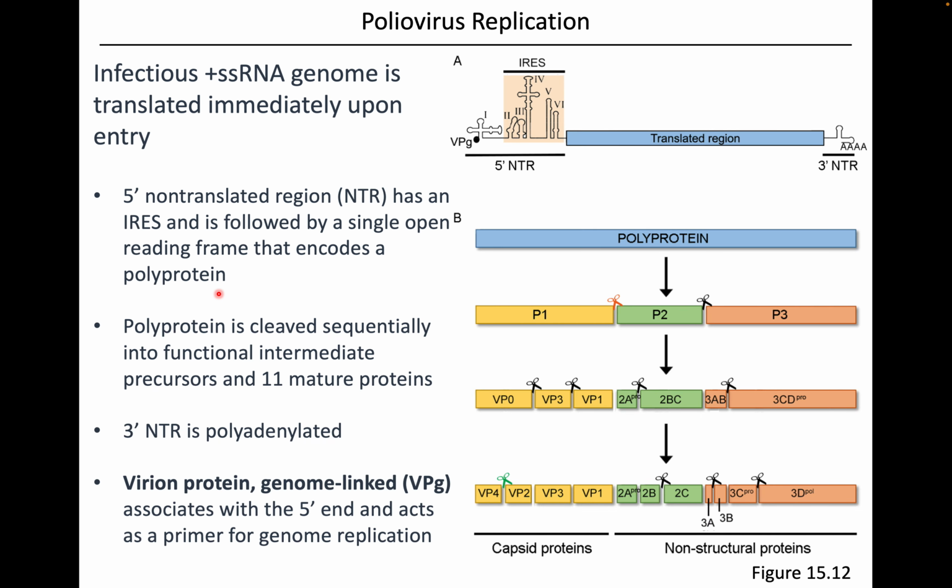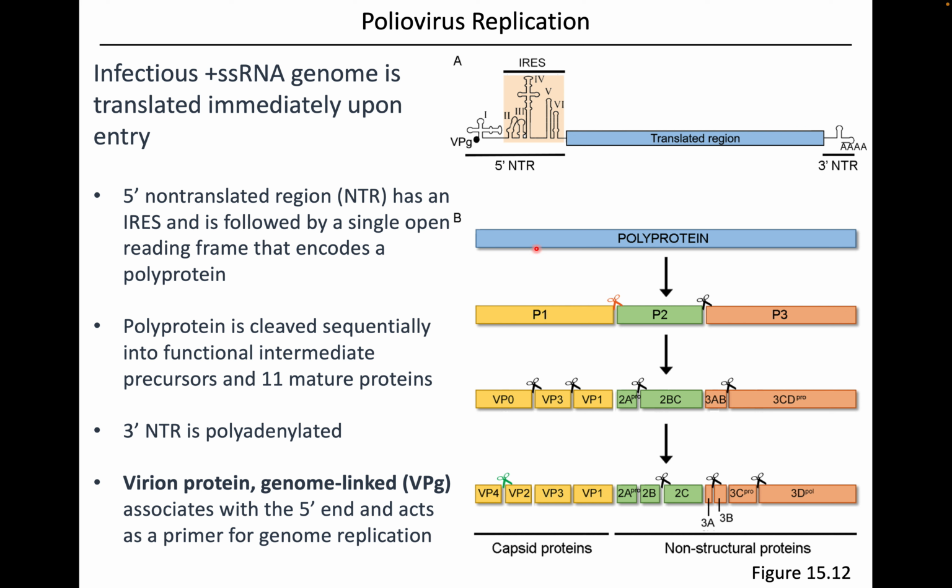As we've seen with other viruses with this genome type, you have a built-in 3' poly A tail, and built-in 5' secondary structure with the IRES that's going to act as that 5' cap. And in this case, you have the VPg, the virion protein, genome-linked, and that's going to serve as a primer for genome replication.